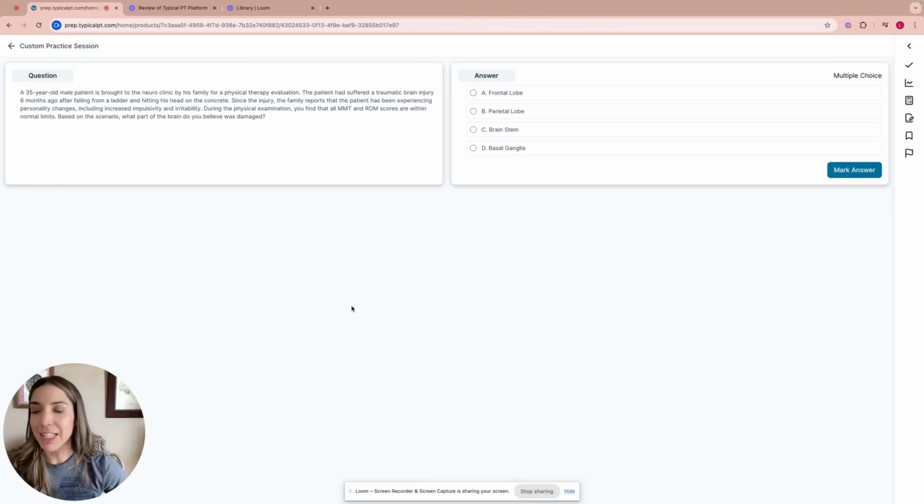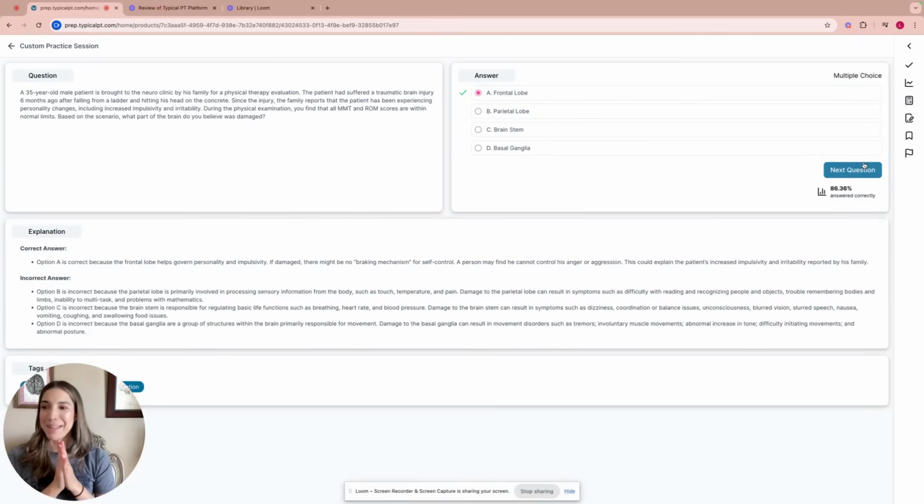So let's go back to the question. This question is telling us that this patient is dealing with personality changes, increased impulsivity, and is very irritable. So it all goes back to cognition. Now, can you know which is the answer? I think you're thinking the same thing as me, and I believe the answer is frontal lobe. So let's take a look. Again, full disclosure, if I get a question wrong, it's going to be a learning experience for both of us, but let's see.